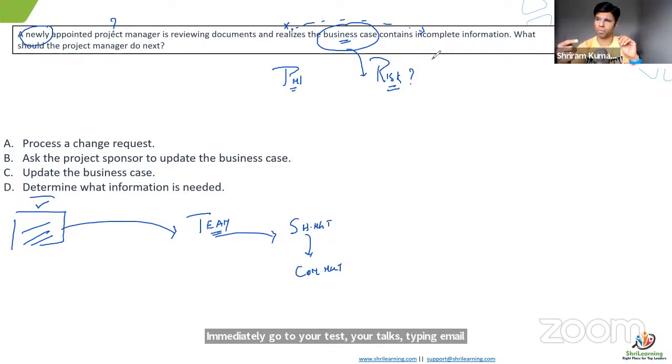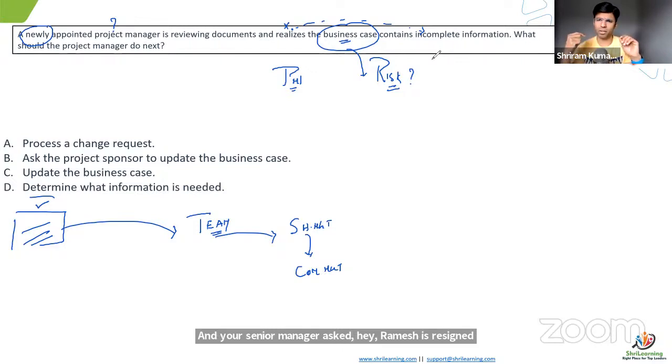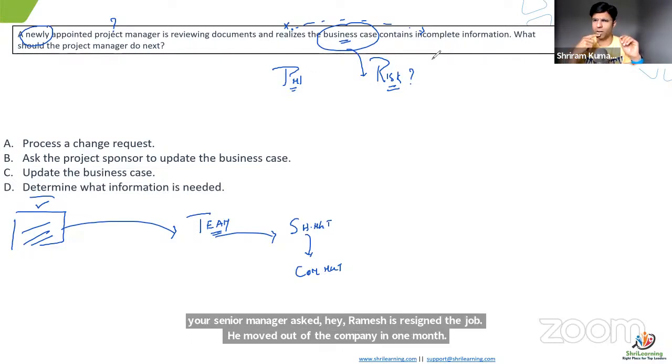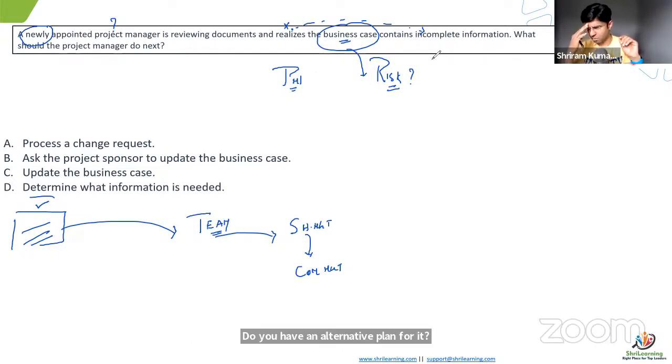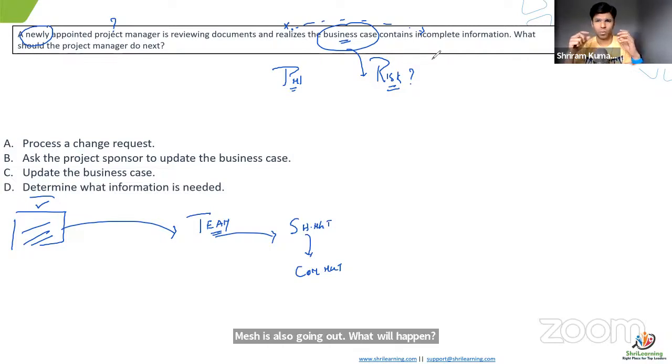I need more time. And your senior manager asks, hey, Ramesh has resigned from the job. He may move out of the company in one month. Do you have an alternative plan for it? Then you will say, oh my God, this morning I heard the deliverable is delayed, and Ramesh is also going out. What will happen? Look at the way one deliverable delay will attract many areas in the project.